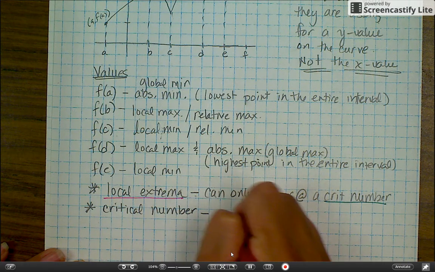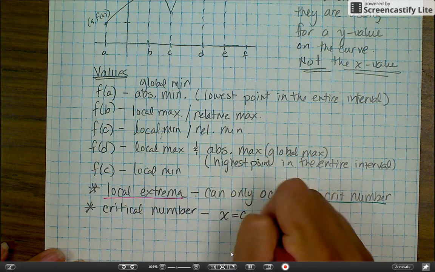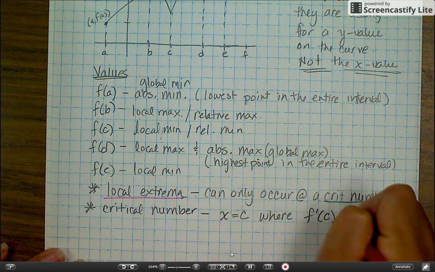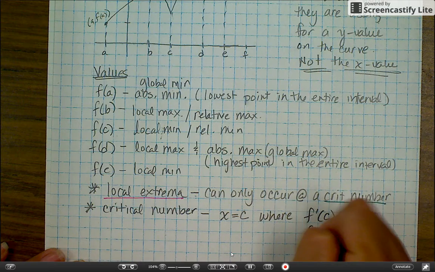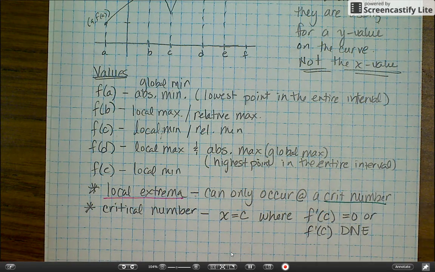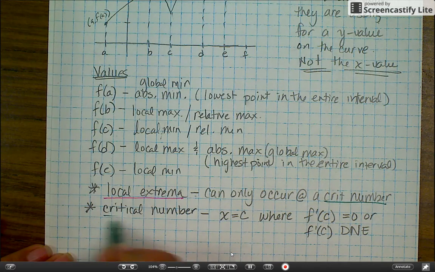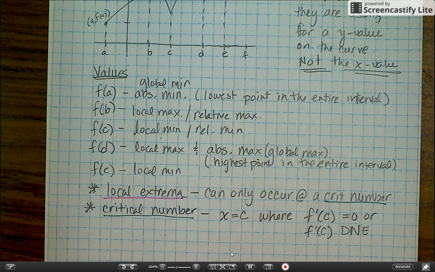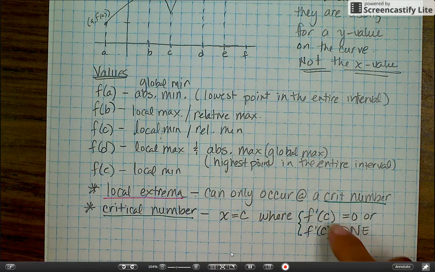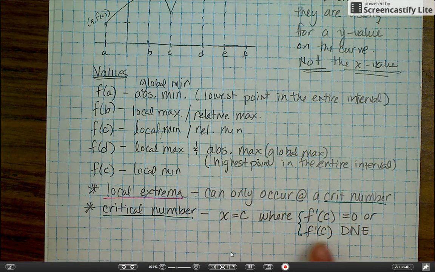is x equal to c, where f prime of c equals 0, or f prime of c does not exist. Now, a lot of people tend to forget about the does not exist. Most people remember f prime of c equals 0, but it's actually both of them together. So it could be either this situation or this situation.